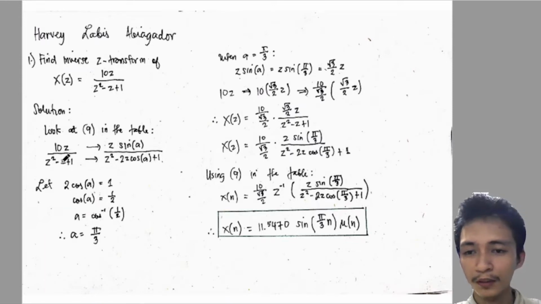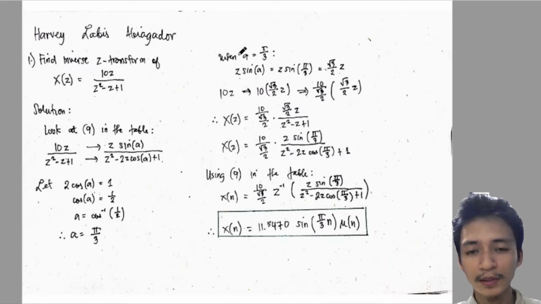So if we look at this part, you have negative z, and for this one we have 2 cos a. So therefore, we must find a way that 2 cos of a is equal to 1. So if we let that, that becomes cos of a equals 1 half. Then if we try to find the a, that is cos inverse of 1 half. And if we put that in the calculator in radian mode, you will get a equals pi over 3.